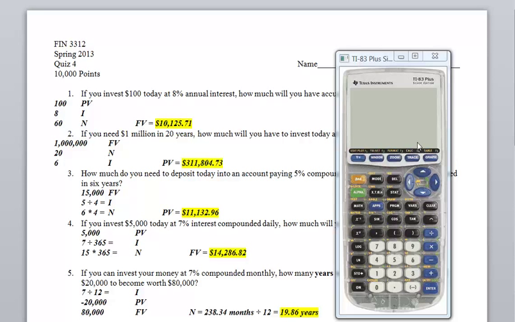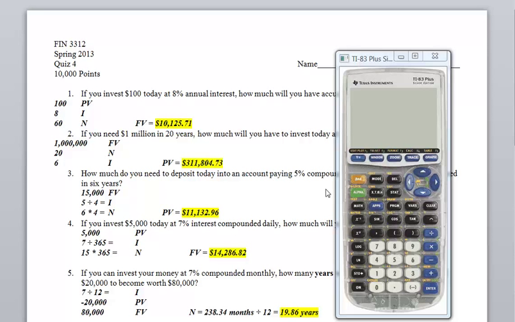Okay, this time we're going to use the TI-83 or 84. This is the 83 Silver, 83 Plus Silver edition to do some time value of money. We're not going to cover where the numbers come from. I'm just going to show you how to put them in the calculator and get answers.